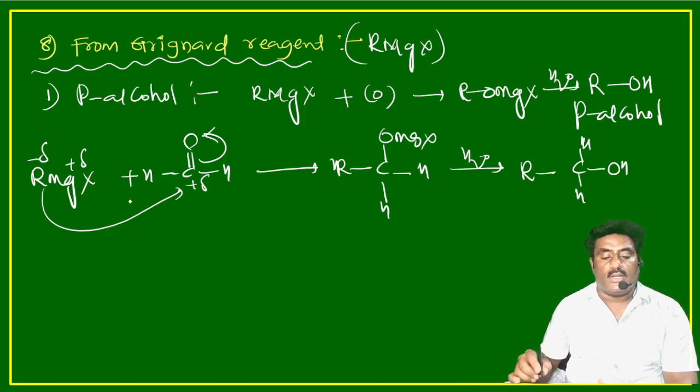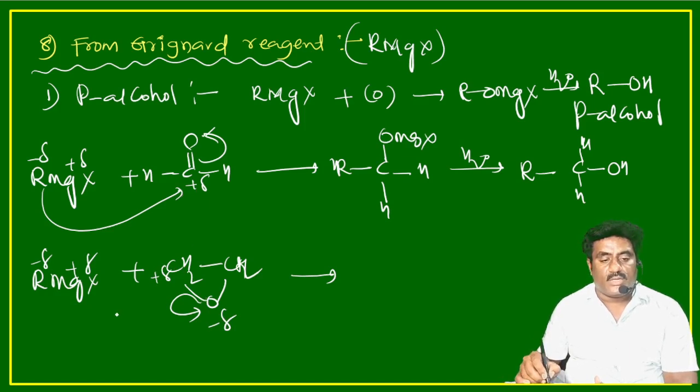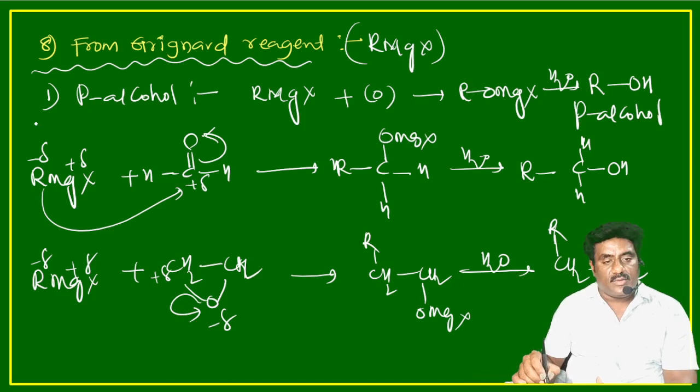I am writing RMgX, alkyl magnesium halide, in the presence of epoxide, CH2 CH2 O. So it forms O minus, and here the carbon has a positive charge, so the negative charge is attracted by the positive charge. It forms CH2 CH2 OMgX and R. Again it is treated with H2O to form what? R CH2 CH2OH. Yes, this is the product. Next, this is for primary alcohol.